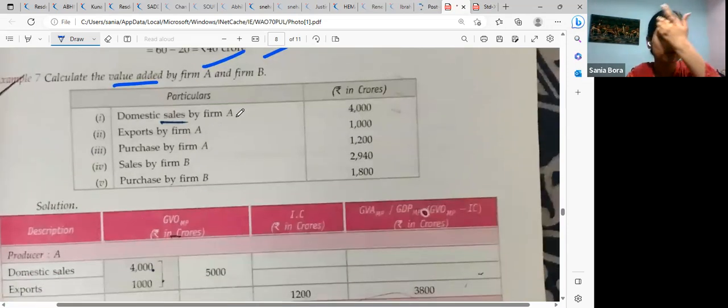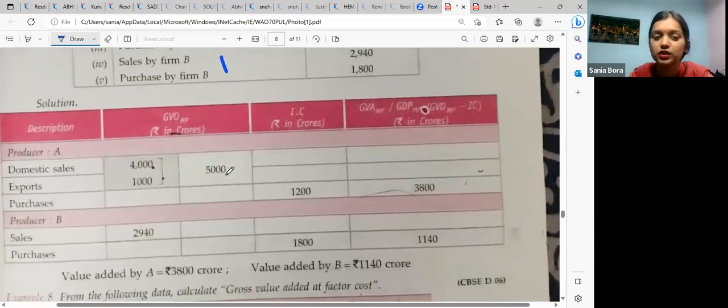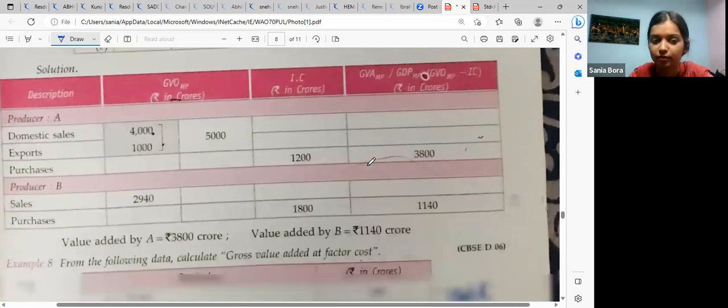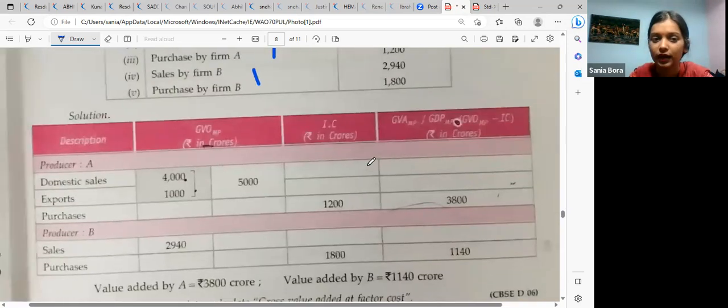So over here, first of all, you will write all the entries of A on one side and all the entries of B on the other. First of all, domestic sales. You will make everything, right, instead of doing the other things. First of all, you need to calculate GVO at MP. Yes. So domestic sale and export, they will make GVO at MP. So for firm A, you got it. GVO at MP, right? IC is given for firm A.